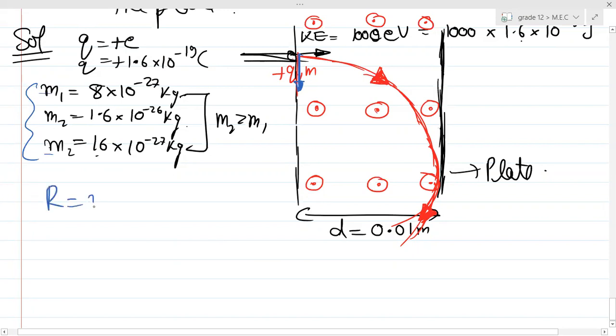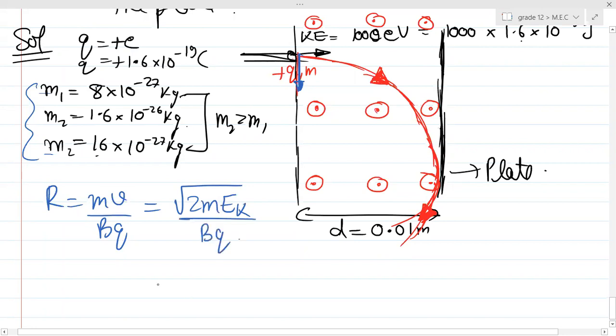We know that R is equal to mv upon bq, or since I don't want it in terms of velocity, I want it in terms of the kinetic energy, right? So will it be like this? Yes or no? Now can you see over here, the one which has a greater mass will have a greater radius? Yes or no? Yes, sir. That implies the radius R2 is greater than R1. The radius for the heavier particle is more.